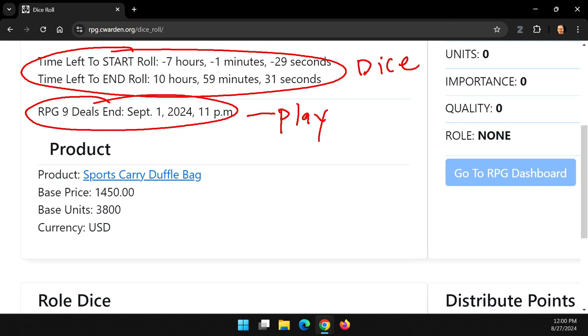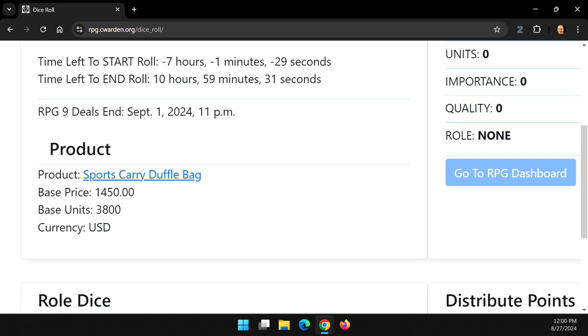If you miss this time, you're in trouble because you need to make your company or make your character before you can make any deals. And once this deadline passes, it's going to be too late. So you want to really pay attention to the deadline, which is right here, this deadline. So right now I can see that the dice roll ends in 10 hours and 59 minutes. I need to roll the dice before then. Okay, let's give it a try.